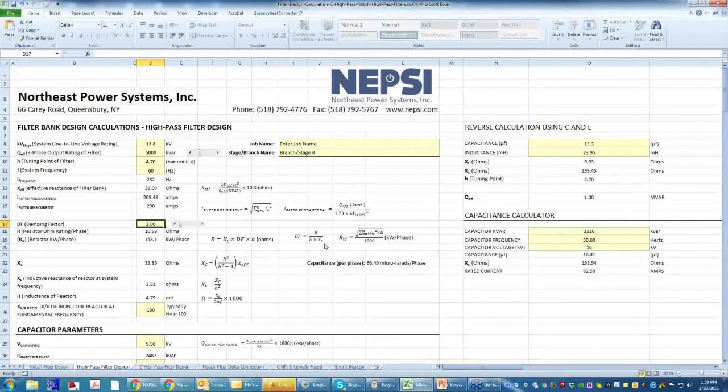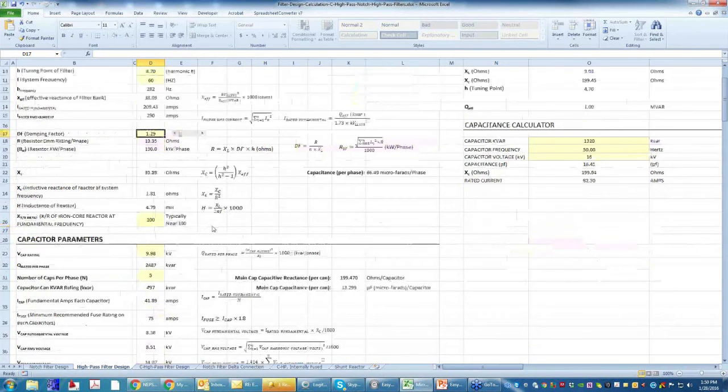So basically, it's the R over X value at the tuning frequency of the filter bank that the damping factor is defined as. So in this case, we can change the Q factor up and down. You can see that as we decrease the damping factor, the kW per phase will go up quite a bit. So this is what we typically do when we design our filters.